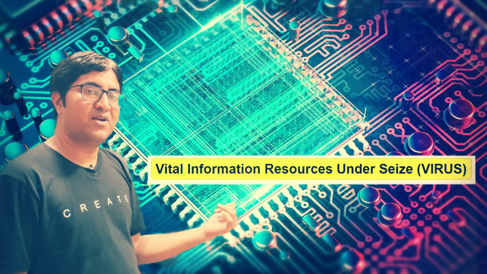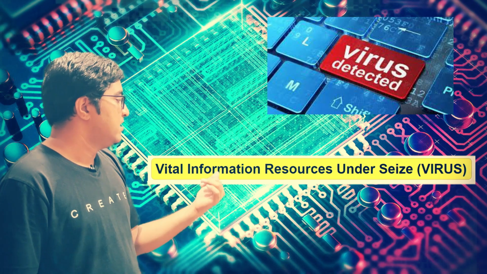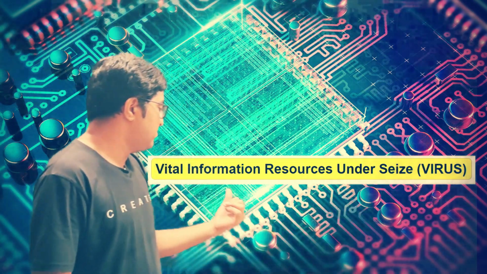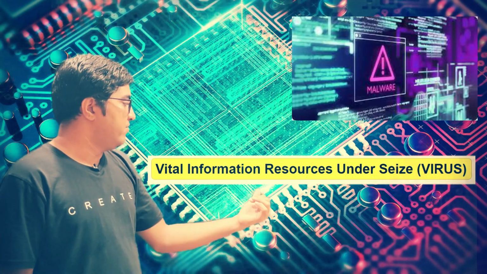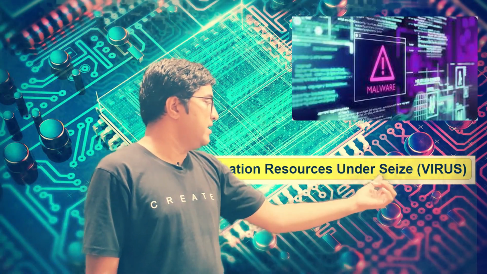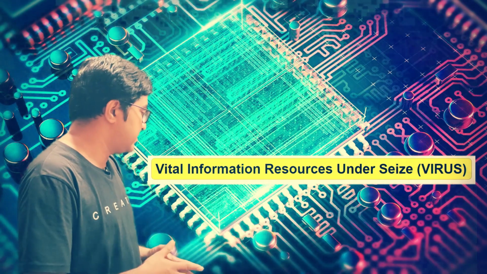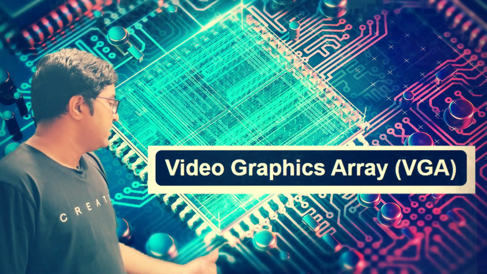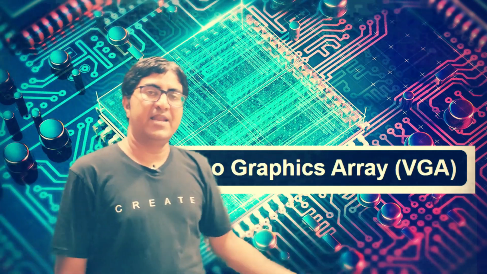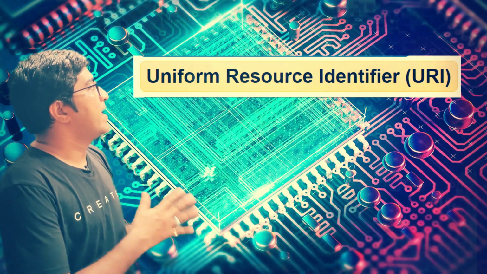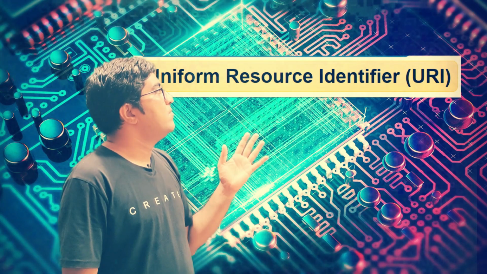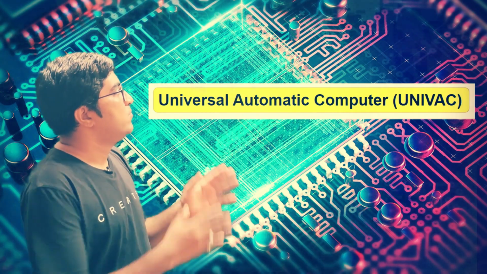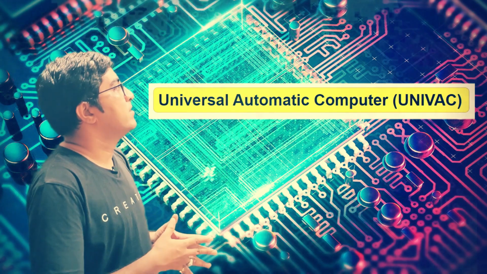Virus is an important term. Its full form is vital information resources under siege. The next term is VLSI. Its full form is very large scale integration. VGA, video graphics array. The next important term is URI. Its full form is uniform resource identifier. UNIVAC, universal automatic computer.